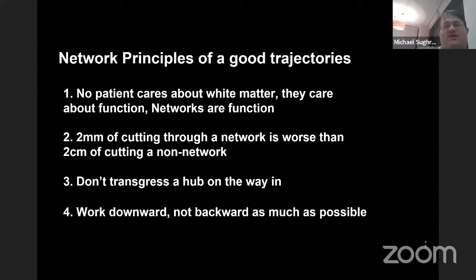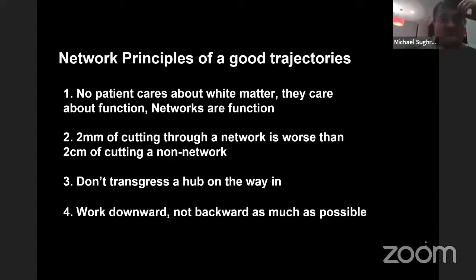Cutting through a small amount of a network is worse than cutting through a large amount of a non-network. We know that just like cutting through 3 millimeters of midbrain is more dangerous than cutting through a centimeter of the frontal lobe, not all parts of the brain are equally tolerant. We'll talk a little bit about hubs. And the final thing about a good trajectory, when you think of all of it, is picking a trajectory that lets you work like this and not like this.